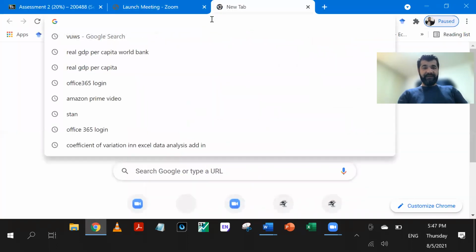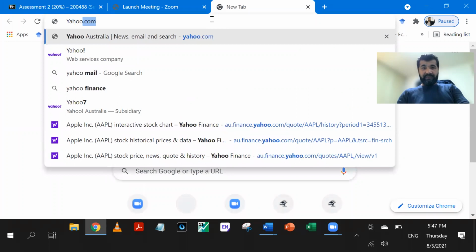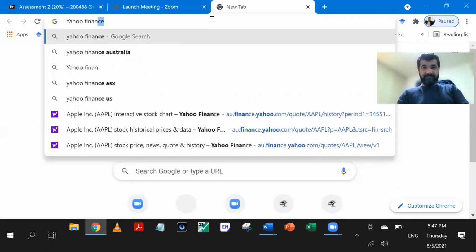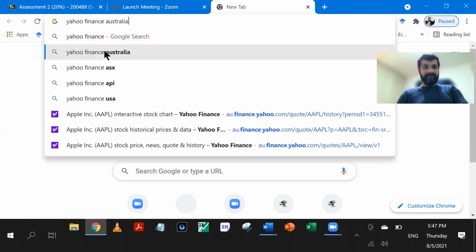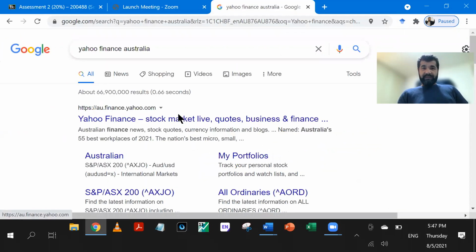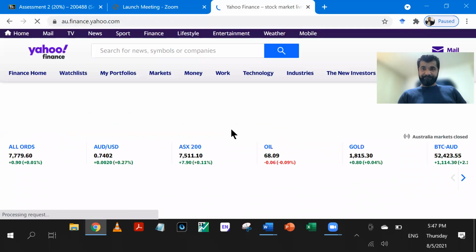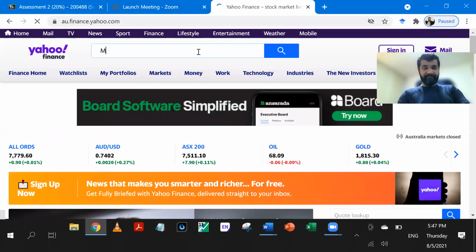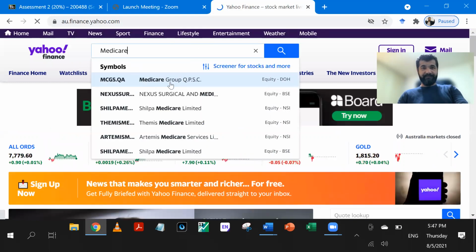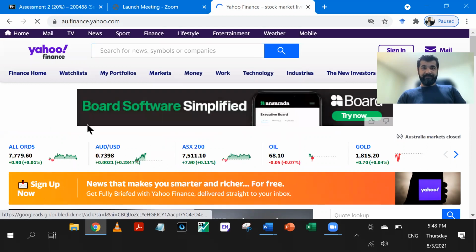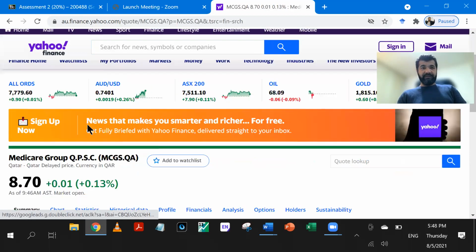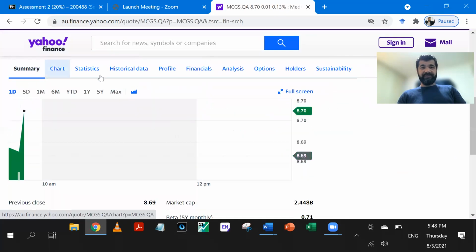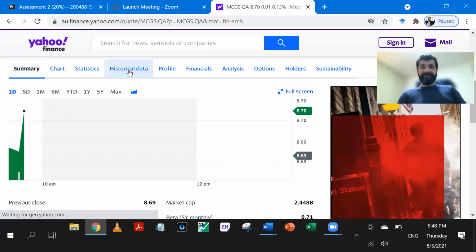So you go on Yahoo Finance. Let's say Medibank. So you see the Medibank group. There you go. Now you can see the Medibank group details, so you have all this data in here. You go to historical data.